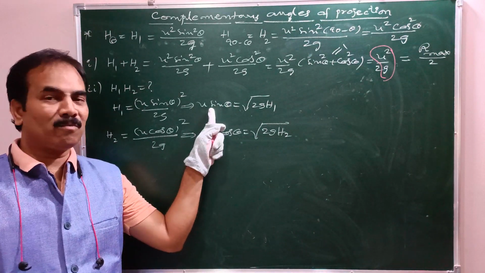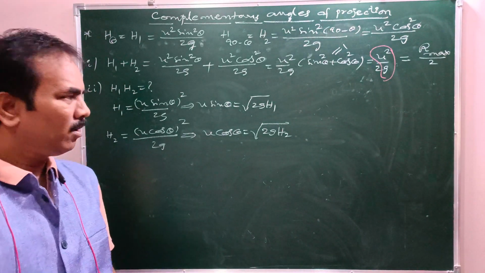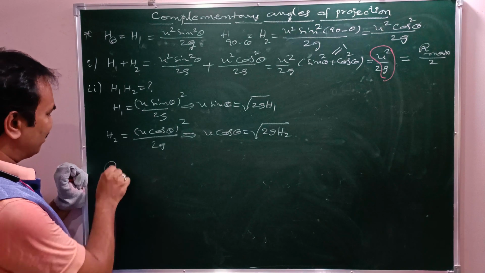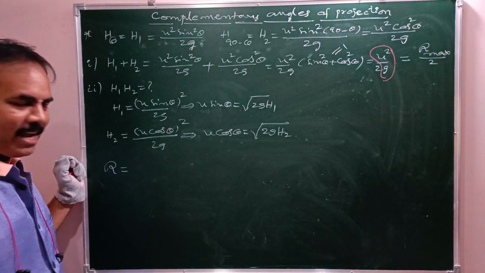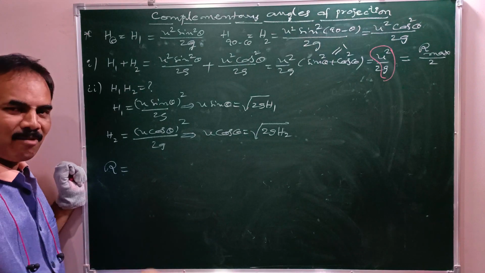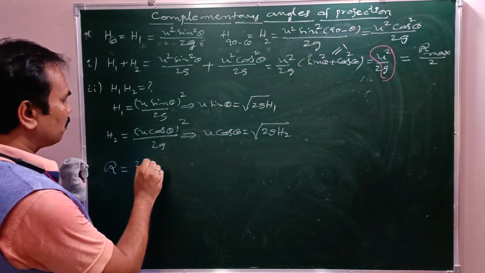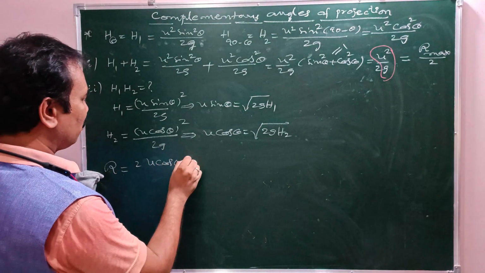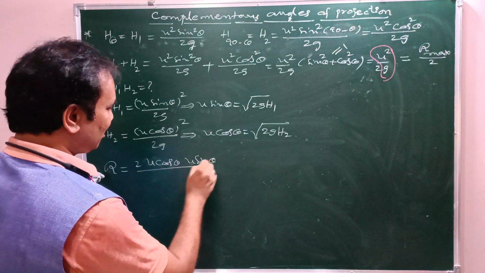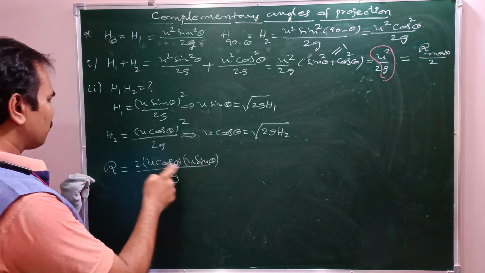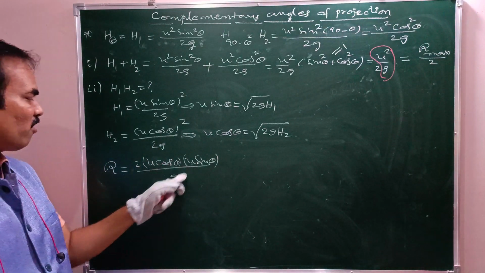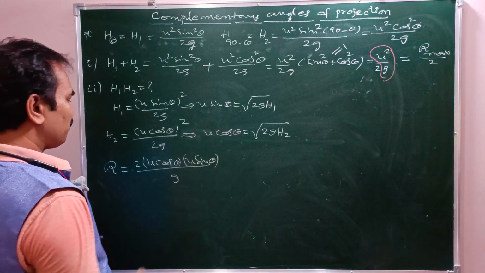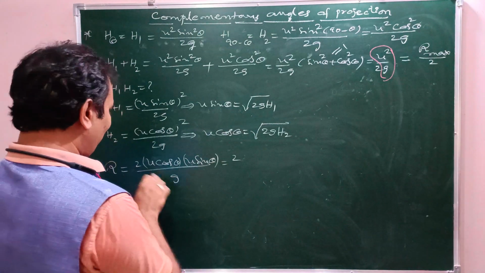One is along horizontal, one more is along vertical. Now take the expression for range. Range is equal to one of the expressions for range. Of course, range means u square sin 2 theta by g, otherwise 2 into u cos theta into u sin theta by g also. This is also an expression for range. See, 2 ux uy by g. What is ux? Ux means u cos theta, and uy means u sin theta.